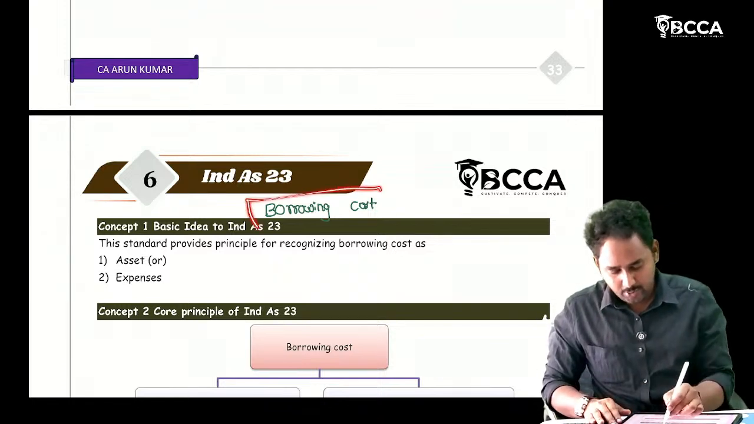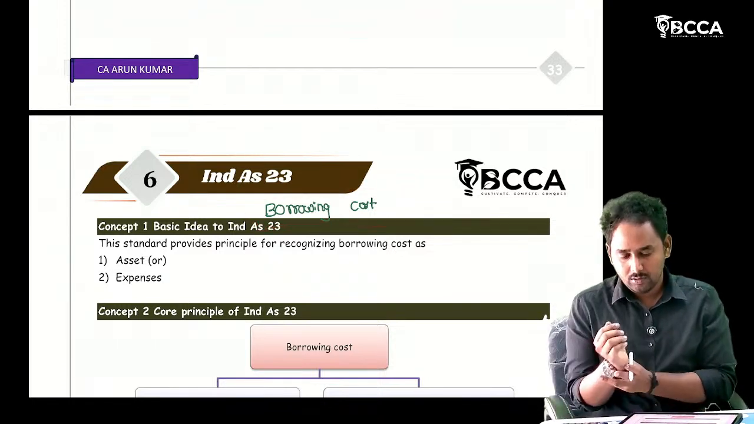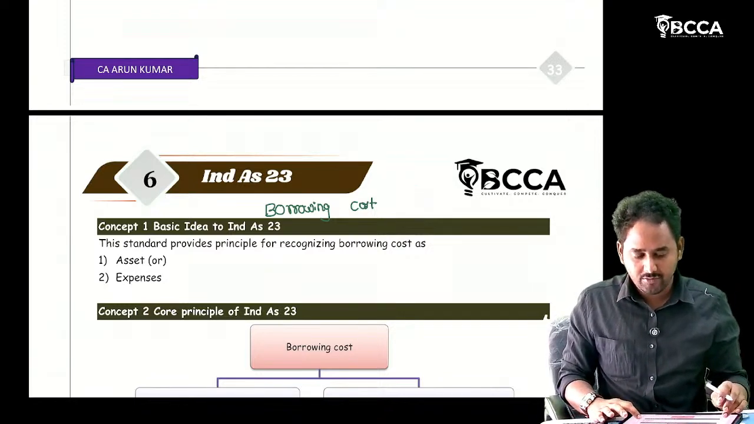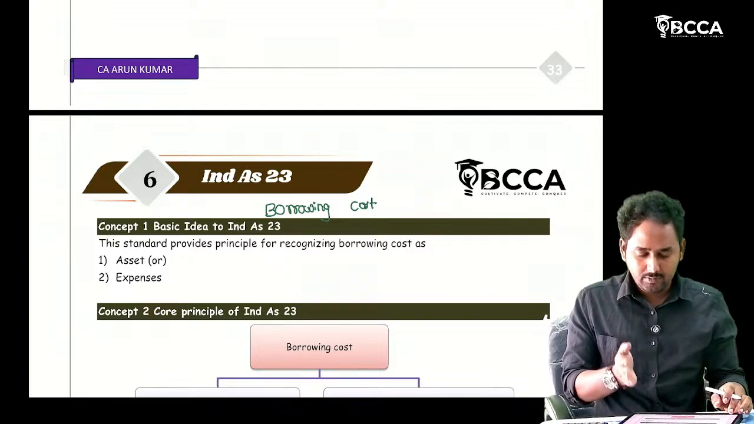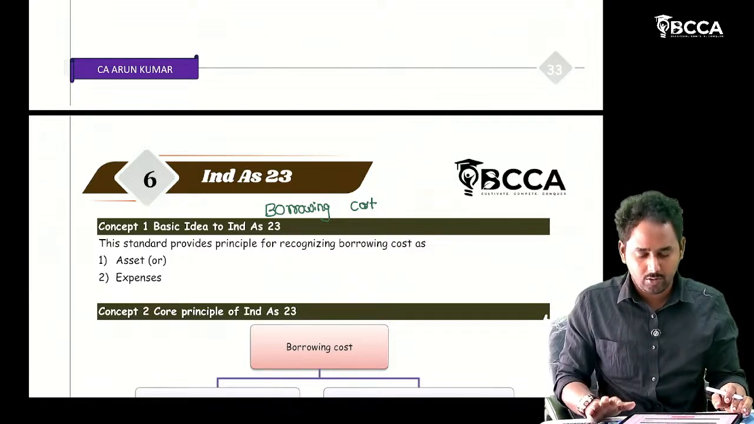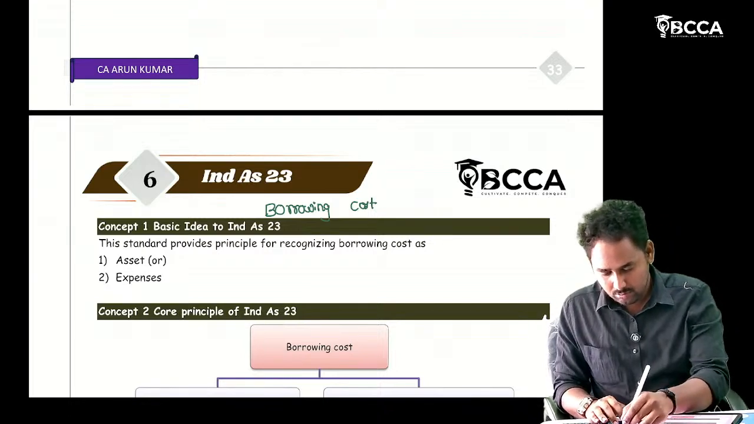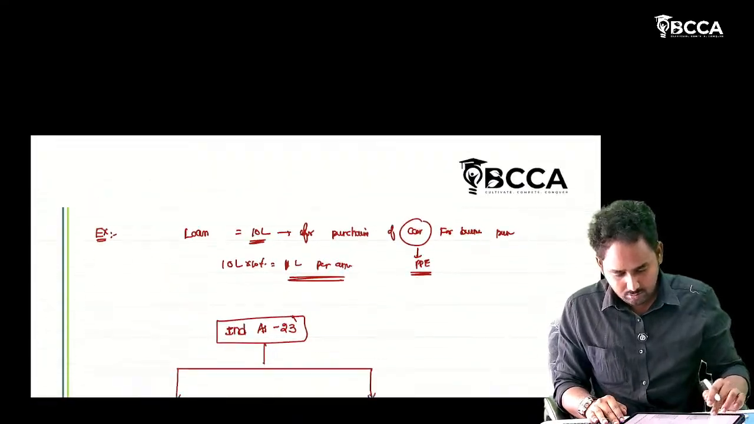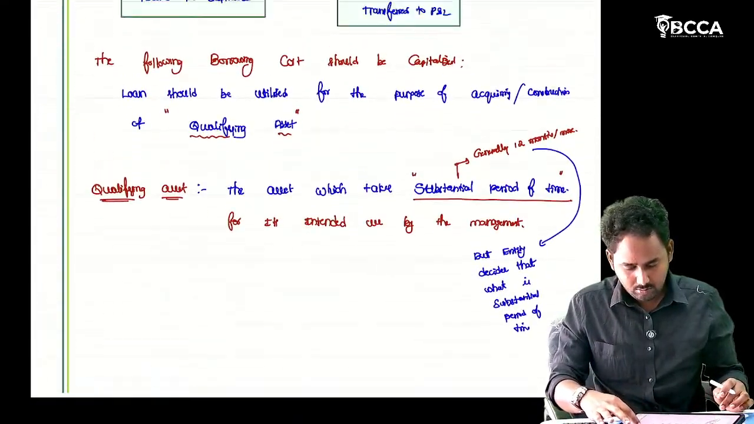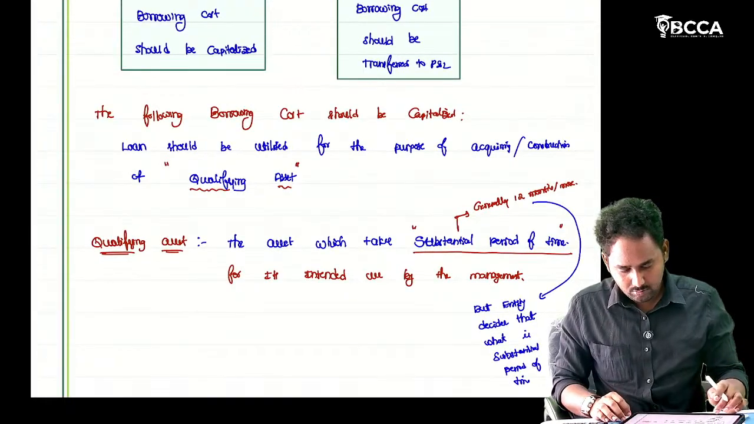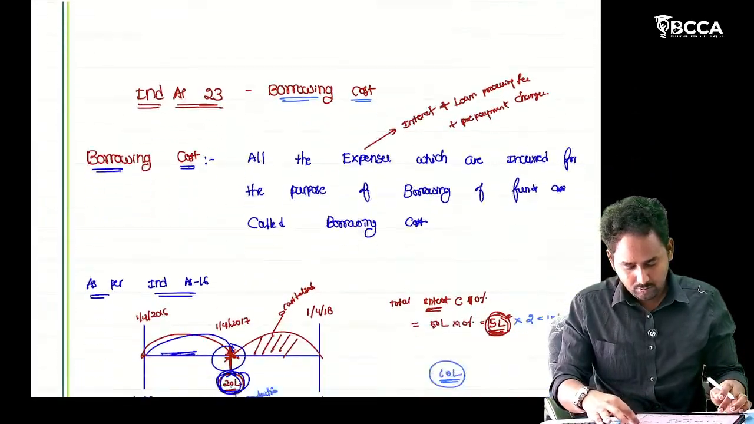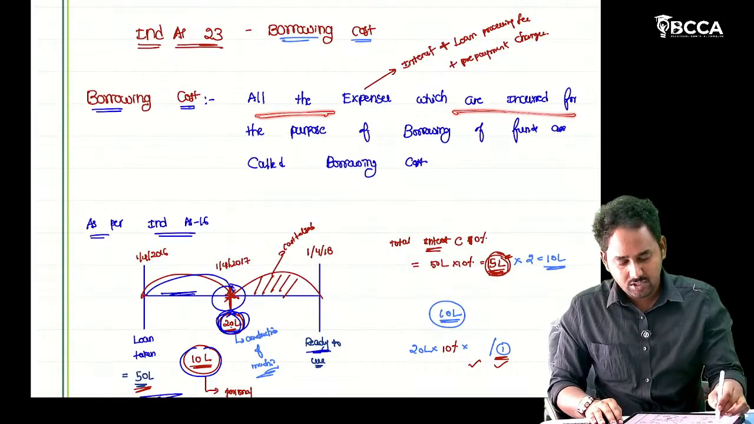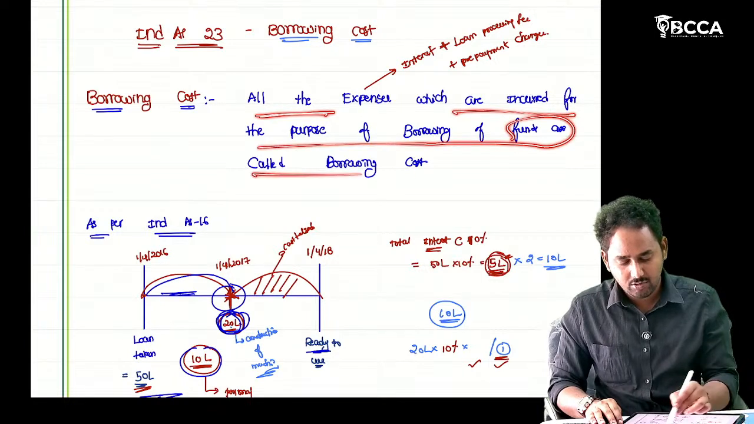What is meant by borrowing cost? The expenses incurred with respect to the borrowing of the funds. Whatever the expenses incurred with respect to the taking of the loan is called the borrowing cost. So note down the definition. All the expenses which are incurred for the purpose of borrowing of funds are called borrowing cost.